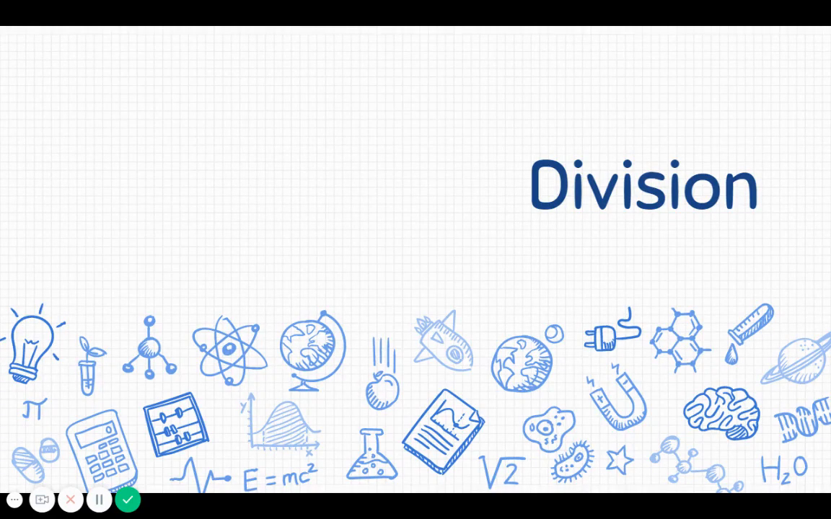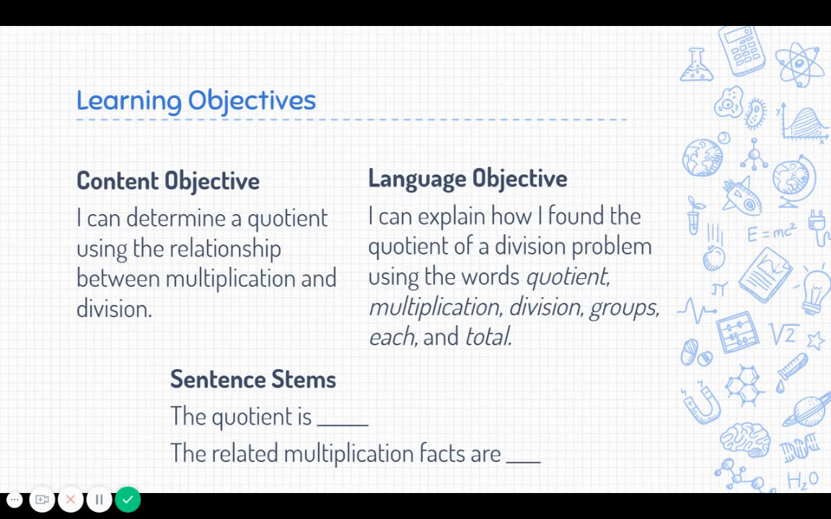Hello, boys and girls. Today's lesson has to do with division, and the content objective for the lesson is to determine a quotient using the relationship between multiplication and division. And our language objective for the lesson is to explain how I found the quotient of a division problem using the words quotient, multiplication, division, groups, each, and total.